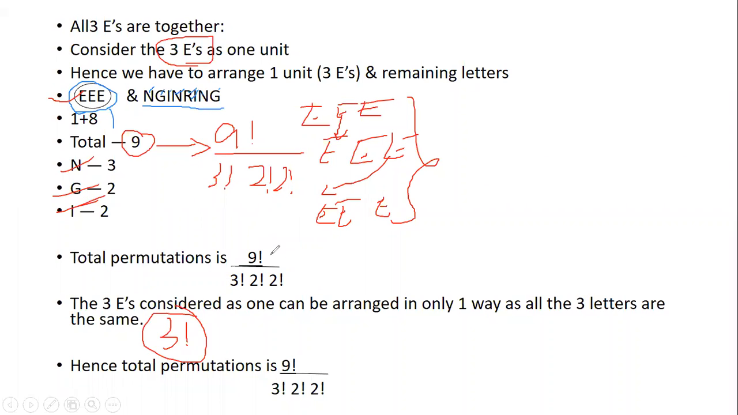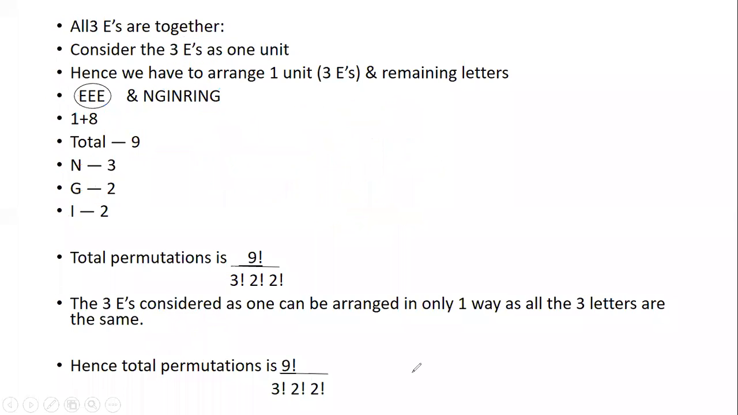We will only end up with 9 factorial by 3 factorial for N, 2 factorial for G, and 2 factorial for I. So that is the second question.